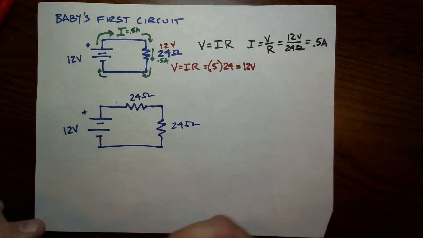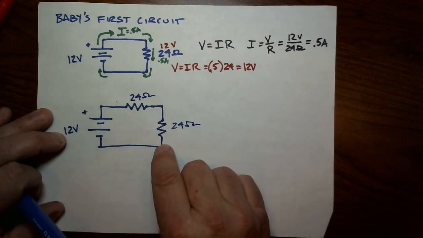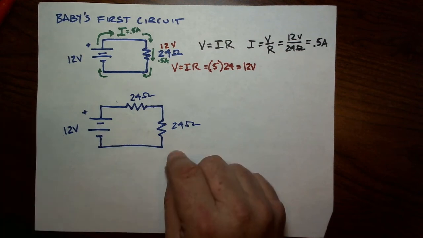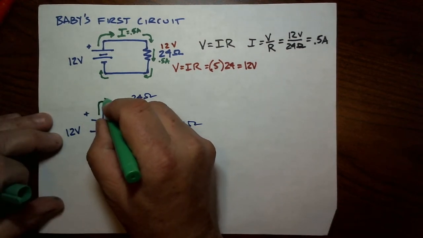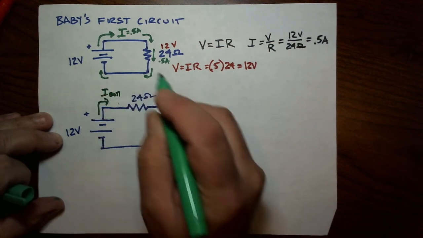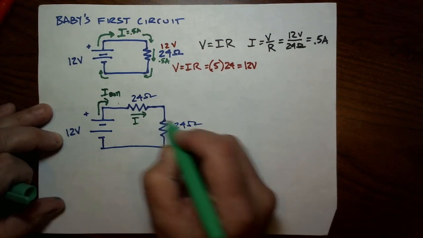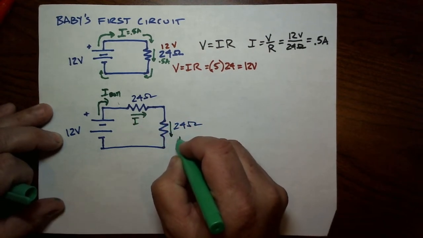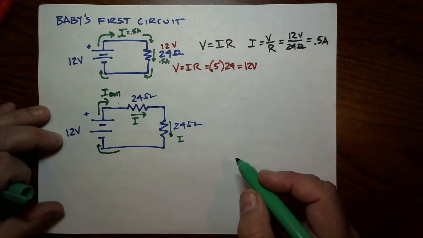Okay. Well, we trace the circuit, make sure it is a circuit. Yes, we have a continuous path for charge to go all the way around. And we realize that there's going to be some current that comes out of the battery. I'll call it current BAT. There's going to be some current that goes through this resistor. There's going to be some current that goes through this resistor. And there's going to be some current that comes back home to the battery.